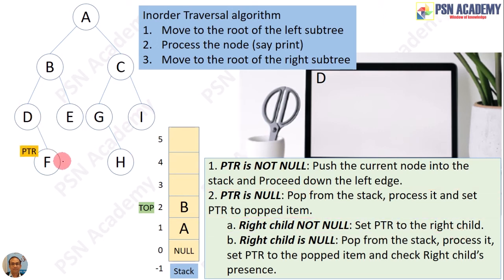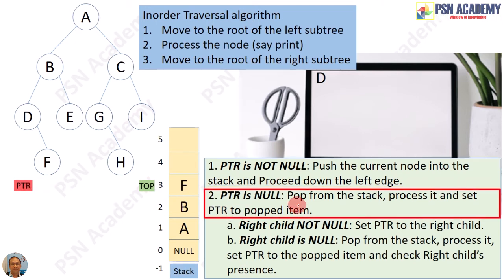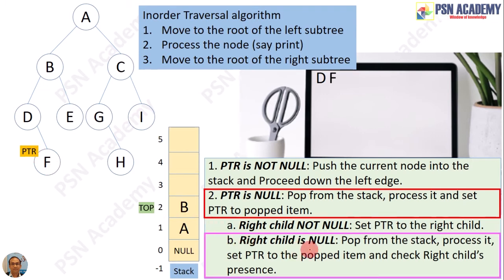After this, we get back to rule 1 again, that PTR is not null. Then push the current node into the stack and proceed down the left edge like this. And PTR once more gets null. So we move to rule 2, you pop from the stack, F comes out and F is processed and top goes down to 2. And the next job, set PTR to the popped item. The popped item is F, so PTR will move to F. Next, you check whether there is a right child or not. This time, there is no right child. So rule 2B works now, right child is null.